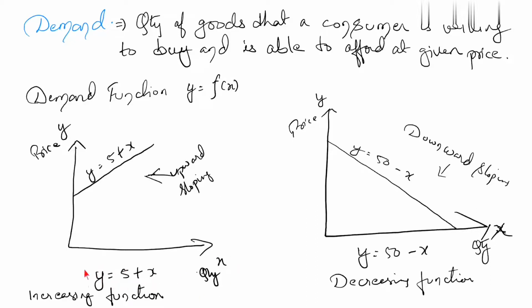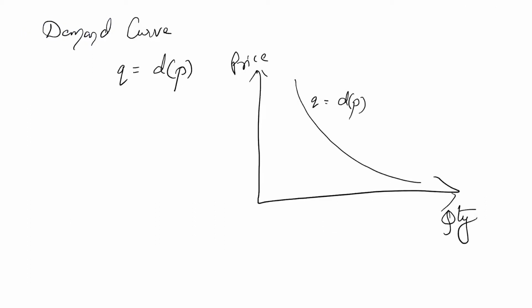And considering y equals to 5 plus x, in this equation x is an independent variable and y is a dependent variable. Y equals to 5 plus x, it is an increasing function, and increasing function when we plot it in two-dimensional figure, it is an upward sloping function. Similarly, y equals to 50 minus x is a decreasing function because with increase in value of x, the value of y will decrease, and it is a downward sloping.